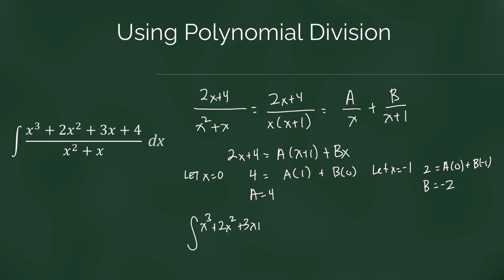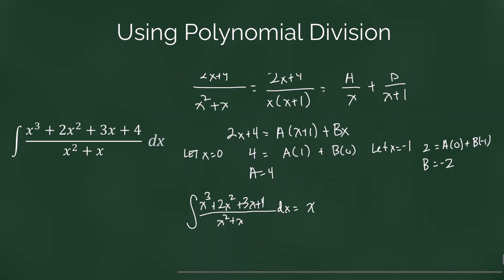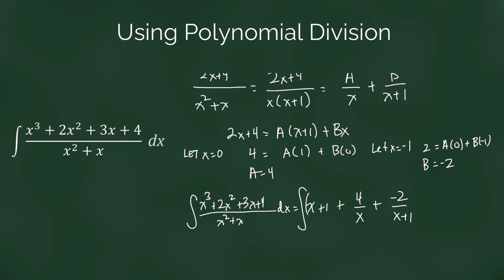So now, rewriting, we know that our original integral, which was, again, x cubed plus 2x squared plus 3x plus 4 all over x squared plus x, is going to be equal to our linear piece, which was, let me remind myself, x plus 1. And then we're going to have A over x, so that's 4 over x, plus B, that's -2 over x plus 1. I forgot an antiderivative on this side, so I'll stick that in there. All of that, dx.